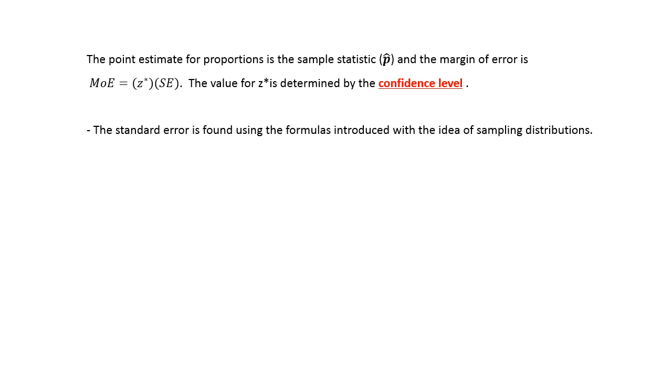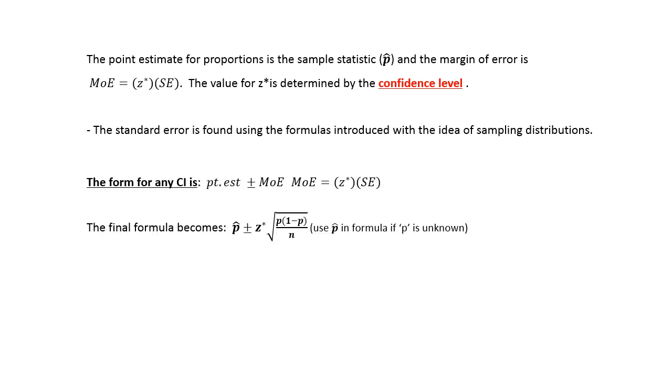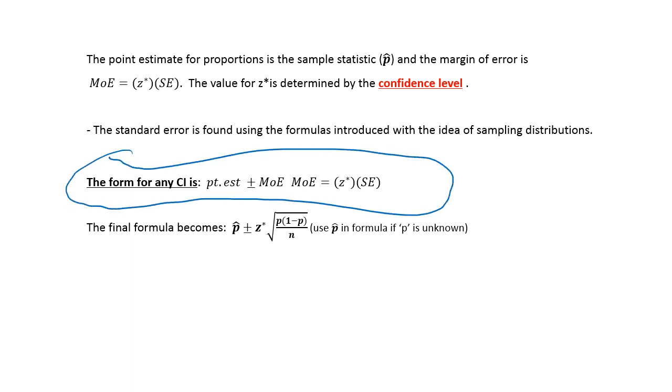The point estimate for proportions is the sample statistic p hat, and the margin of error is the calculation. And the z star, which is our multiplier, is determined by the confidence level. We have the standard error formula. So the form for any confidence interval that we come up with is always going to be this thing here. And I said point estimate because later on we'll use x bars instead of p hats. For proportions, this is our interval that we will use. If we do not know p, then again we use p hat in the formula.